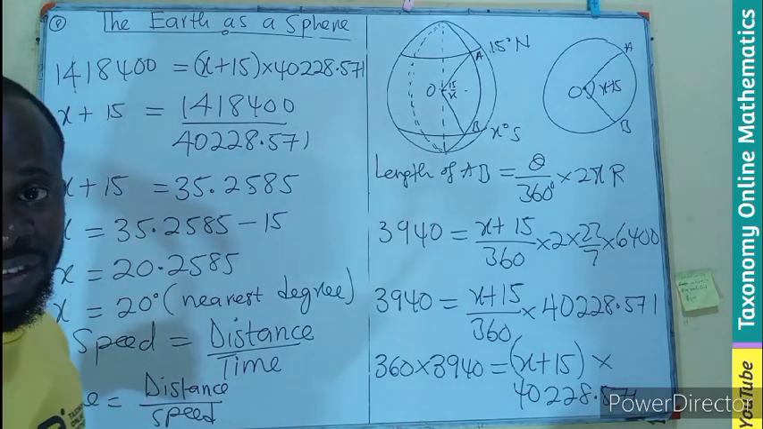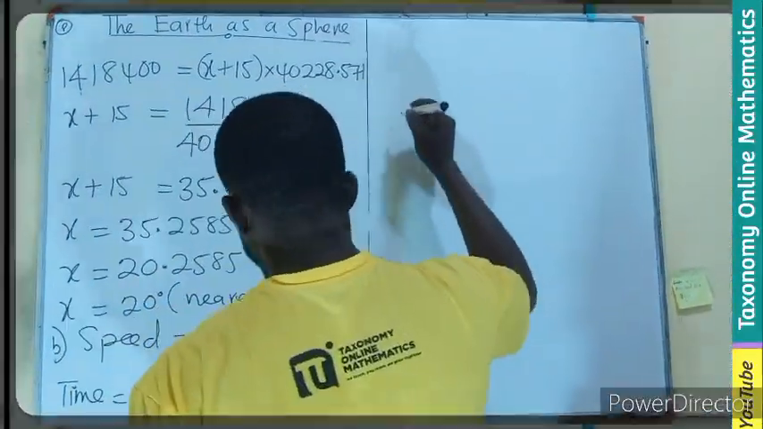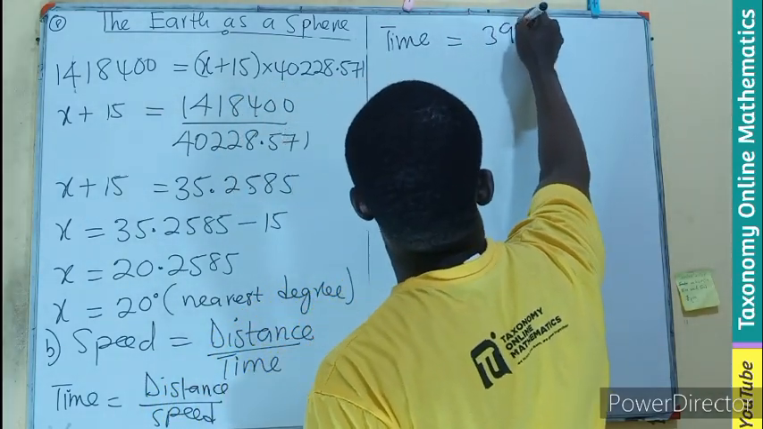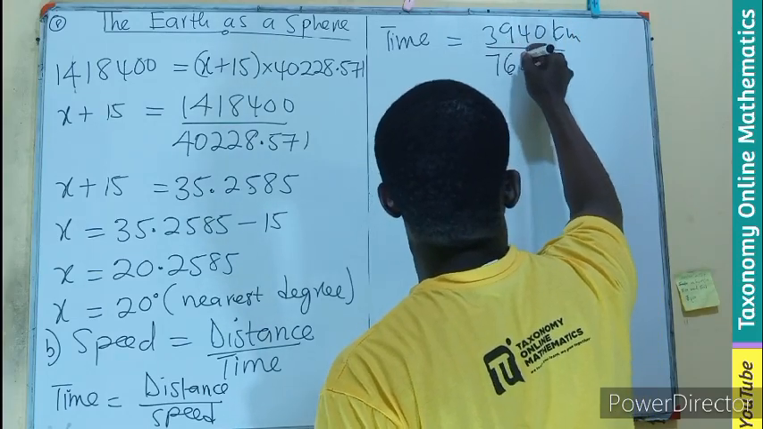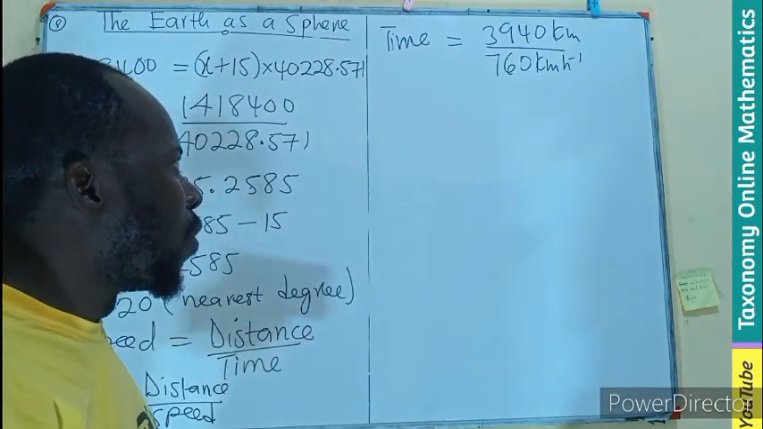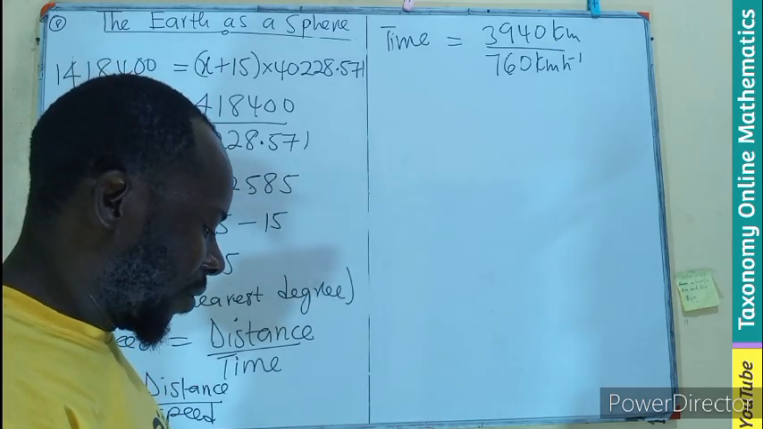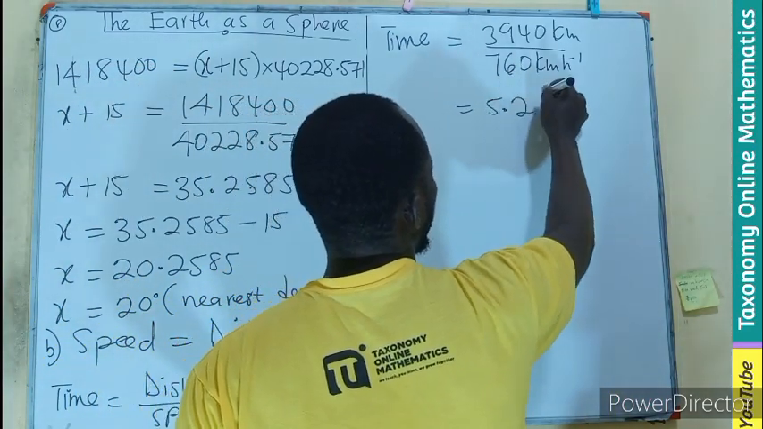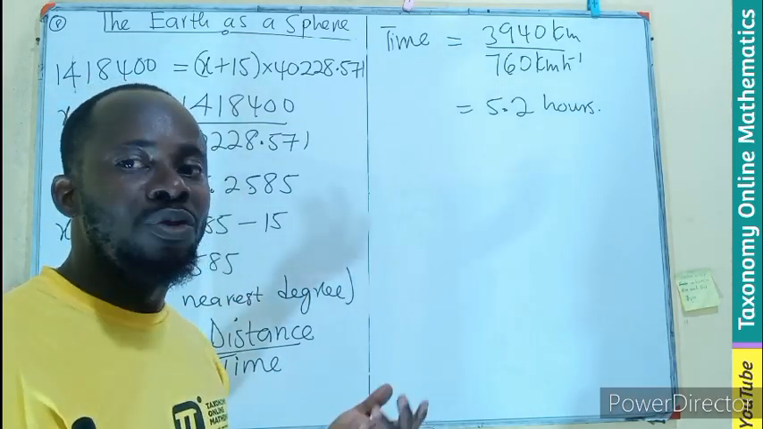We only do substitution of these values and see what the time will be. Our time equals the distance, 3,940 kilometers, divided by the speed, 760 kilometers per hour. The kilometers will cancel, and the hour goes to multiply. So 3,940 divided by 760 is 5.2 hours. So the airplane time is going to be 5.2 hours.